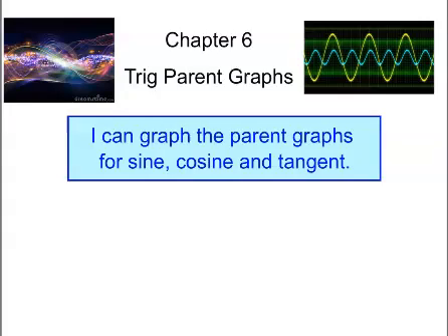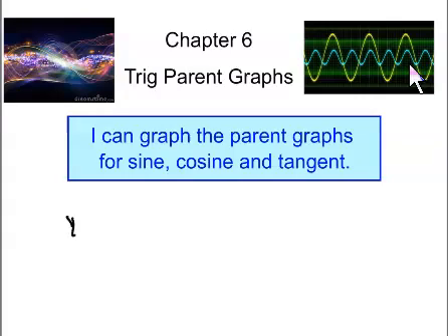Hi everybody. Today we're going to talk about graphing trig functions. So if you look at this picture on the right, this is what sine and cosine functions look like. They look like waves. Well, where do those waves come from? So that's what we're looking at in these lessons. Where do these shapes come from?